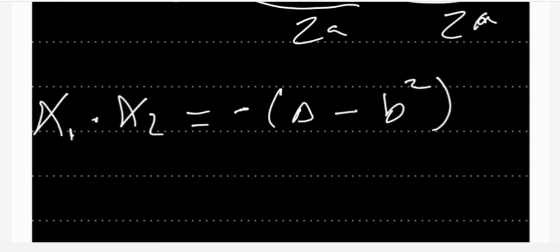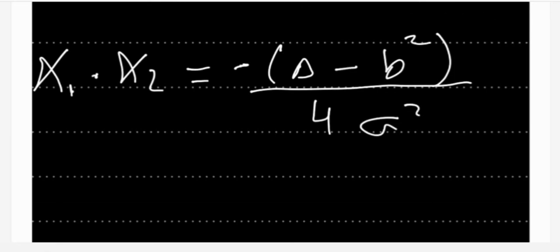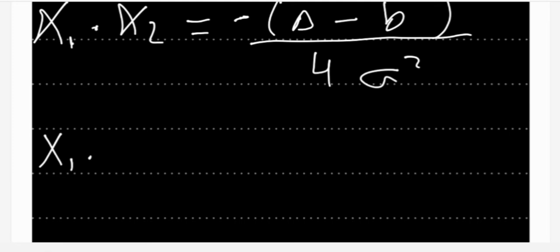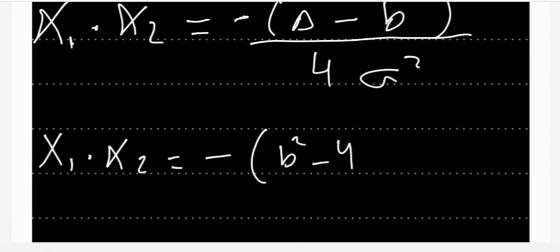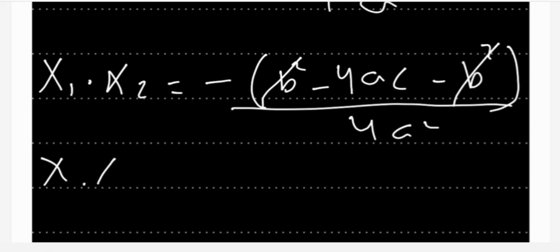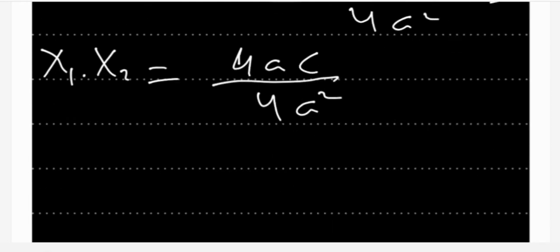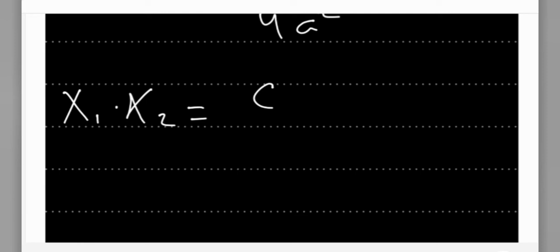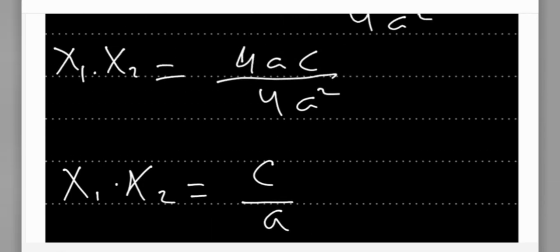And divided by 4a squared. So remember, what was delta? So x1 multiplied by x2 is equal to, now delta is b squared minus 4ac, minus b squared. Okay, so the b squared will cancel, and then the minus will become plus, divided by 4a squared, right? So x1 multiplied by x2 is equal to 4ac divided by 4a squared. So x1 multiplied by x2 is equal to c divided by a. Okay, there are 4 cuts and the a squared.